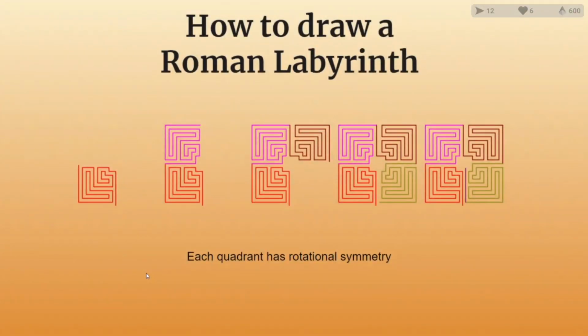All right. So this is how you draw the labyrinth. You start with one corner and then you copy it 4 times and then add one line at the end. Yes, Knossos was a real place. There's just no archaeological evidence that a labyrinth existed there.